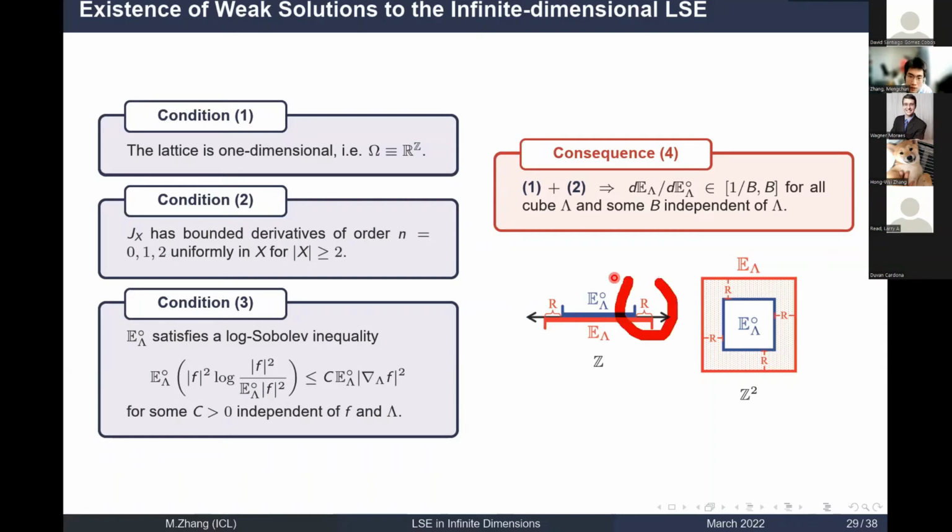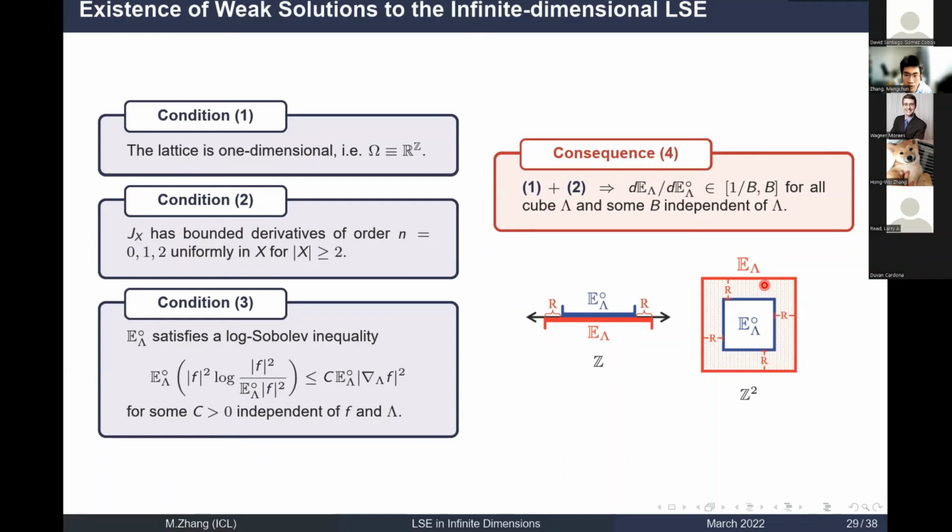But if we have a one-dimensional lattice, then the number of particles in these boundaries is fixed, right? Independent of the volume lambda, if you just consider lambda as a kind of a line segment without any holes. Therefore, in the one-dimensional case, this is nice.